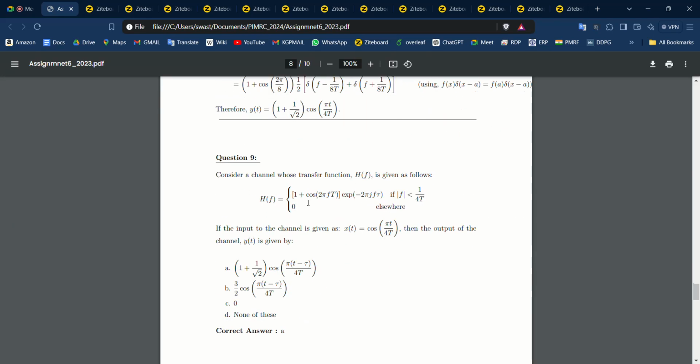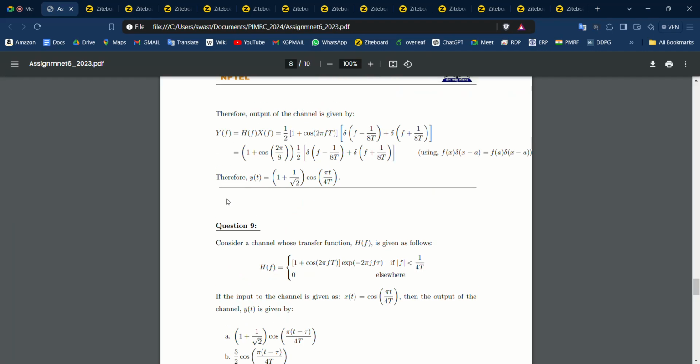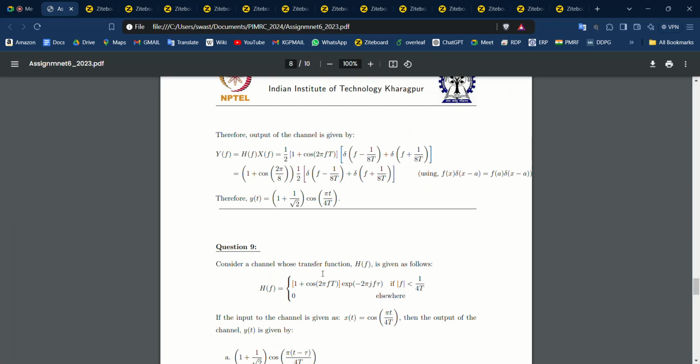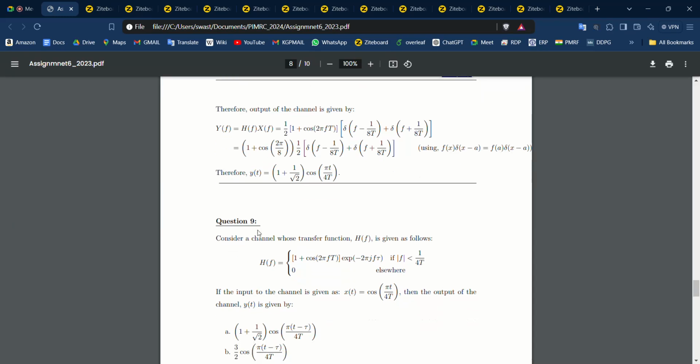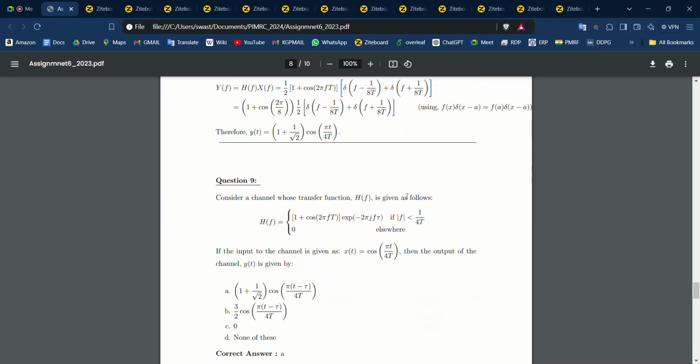Question 9. Consider the channel whose transfer function is given as 1 plus cos 2 pi f t, multiplied by e to the power minus 2 pi j f tau. The input is given as same. So this is an exponential, exponential minus 2 pi j f tau. So this is phase shifted by 2 pi j f tau in the frequency domain. So in the time domain, it will just get shifted by tau.